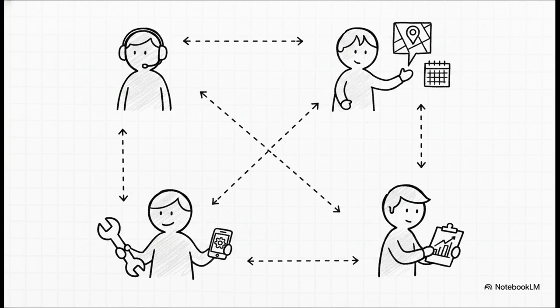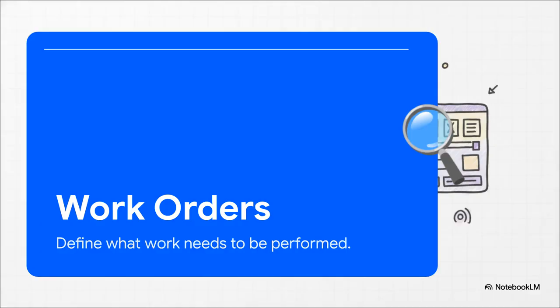Out in the real world, you have the field technicians on the move, using mobile apps with offline capabilities to actually get the work done. And finally, you have service managers monitoring the overall efficiency and customer satisfaction. It is a huge, continuous coordination of human movement. To make that orchestration actually work, the software relies on a very specific data model.